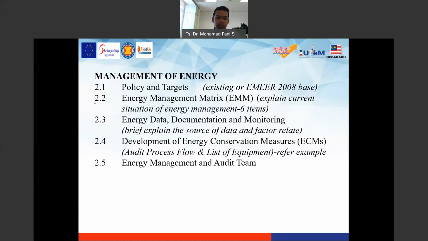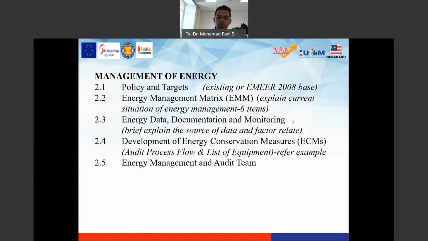For example, here in 2.2 energy management matrix, explain the current situation of the energy management with 6 items. For example, we have learned about the EMM in chapter 2, right? So in chapter 2, present the energy management matrix, so explain the current situation. So based on that, try to come up with the EMM and just make some observations for the energy management practice over there, so you can come up with this matrix later on.